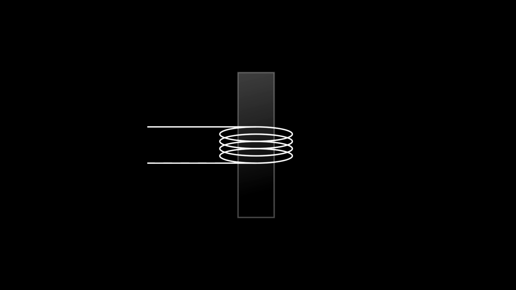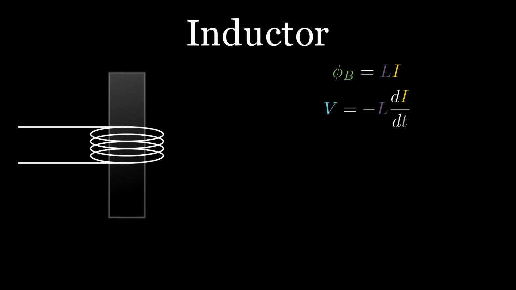Just like one of these coils of a transformer creates flux through the other coil, it also creates flux through itself. Specifically, the flux is proportional to the current that we send through the coil, and the voltage is proportional to the change in current over change in time. This is actually the secret third circuit component that we didn't talk about earlier, the inductor.